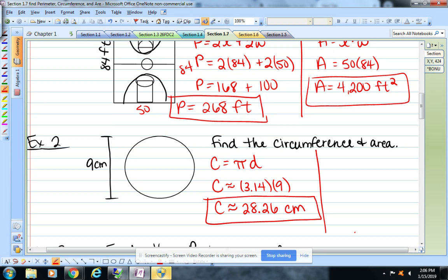Next, we want to find the area of the circle. What's the formula for area of the circle? Pi r squared. Uh-oh, I'm in trouble. They didn't tell me an r. It's half of the diameter, right? What's half of 9? 4.5, right? So pi times 4.5 squared.